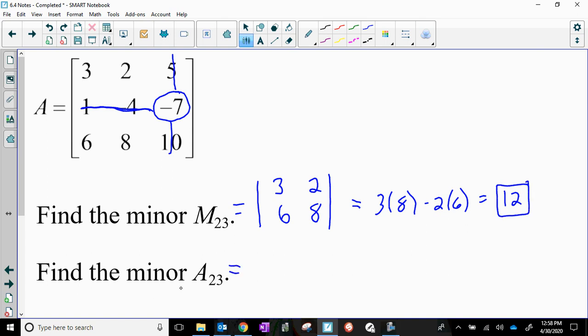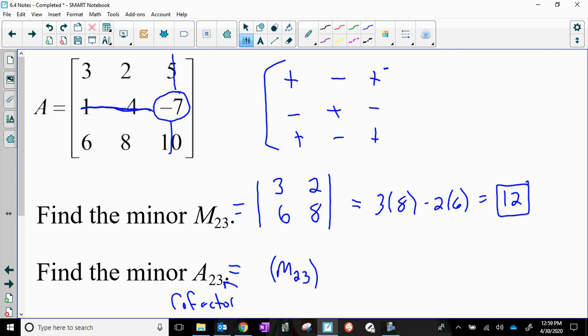Now, if I want to find what we call the cofactor of row 2, column 3, I'm going to use the determinant I just came up with. And I'm going to decide: do I keep the sign or do I change the sign? I call it the checkerboard of signs. It always starts positive in row 1, column 1, and then it alternates. So if we want this one right here, it's going to be a minus. We're just using the opposite this time. So we have negative 12.